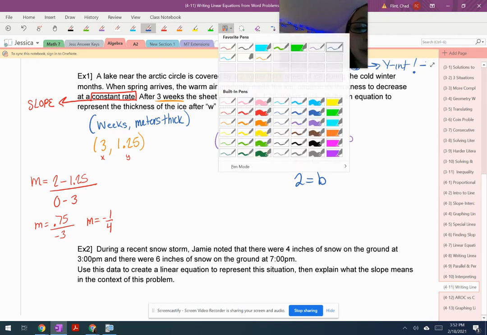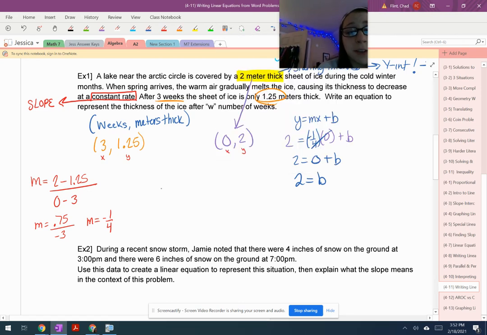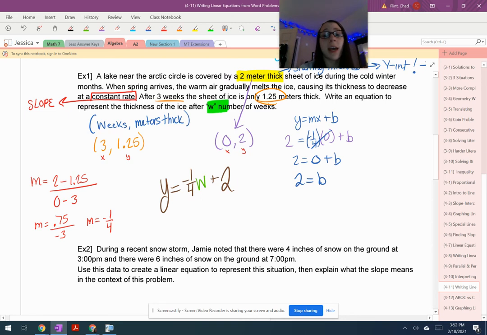So last but not least, put it all together, make your equation. y equals negative 1/4 x plus b, which is 2. Jump back to the fact that they wanted me using w. So I will get rid of my x value, change it to a w instead. And there is my linear equation.